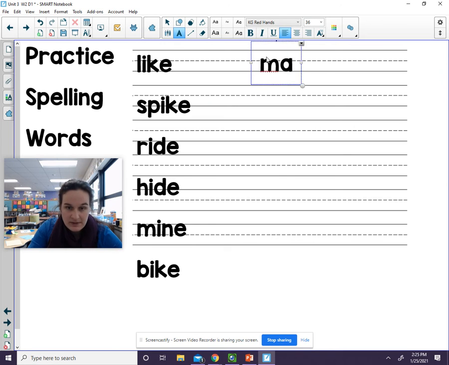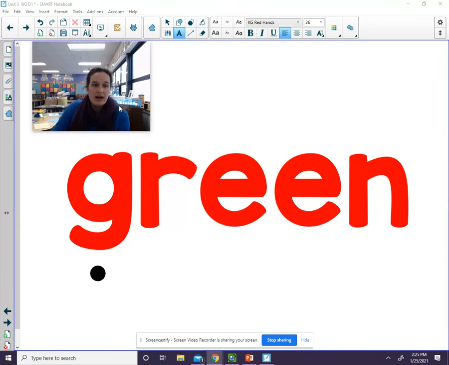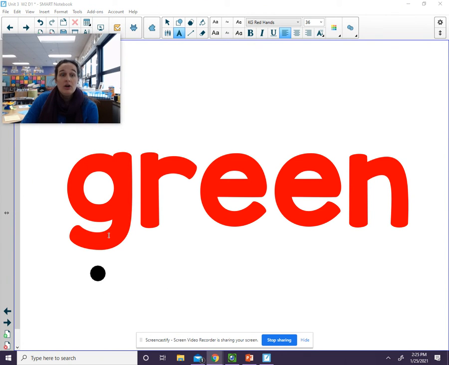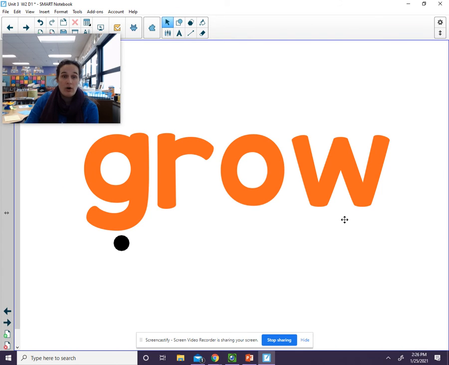Then we have some review words. Make, came, water, should. Water and should are going to be sight words we're learning this week. Let's go ahead and we'll actually see those now. Green. My new bike is green. Say it with me. Green. Let's spell it. G-R-E-E-N. Okay, let's write it. G-R-E-E-N. Your next word is grow.